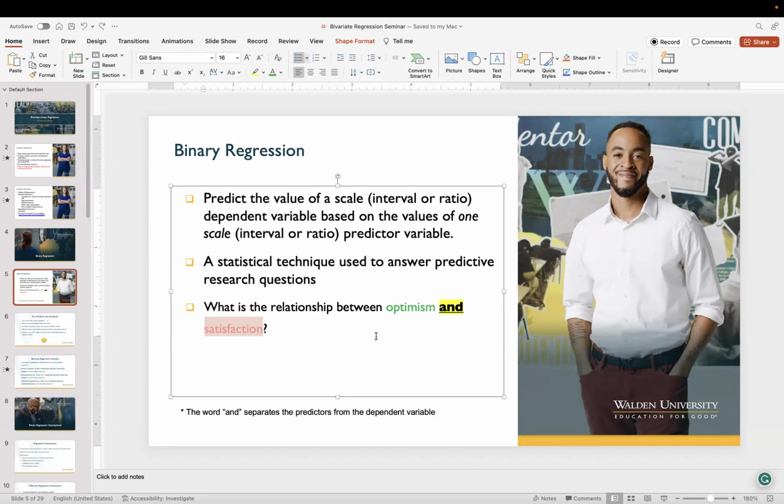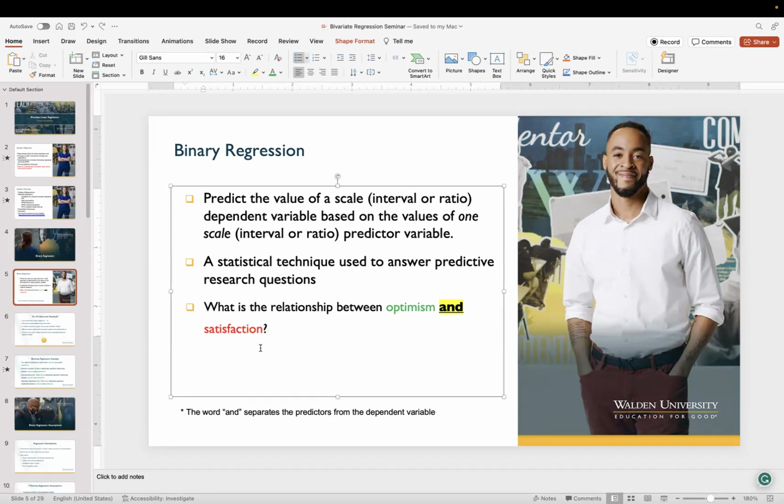But this test takes it a little bit further and not only lets us know that they're correlated, but also lets us know that there's some predictability from one number to another. In other words, if I know your optimism score, I can predict your satisfaction score. Now, just think about that in terms of research. What are you trying to predict? What is that problem variable out there, that dependent variable? And you have to have a predictor variable to help you predict and understand that.